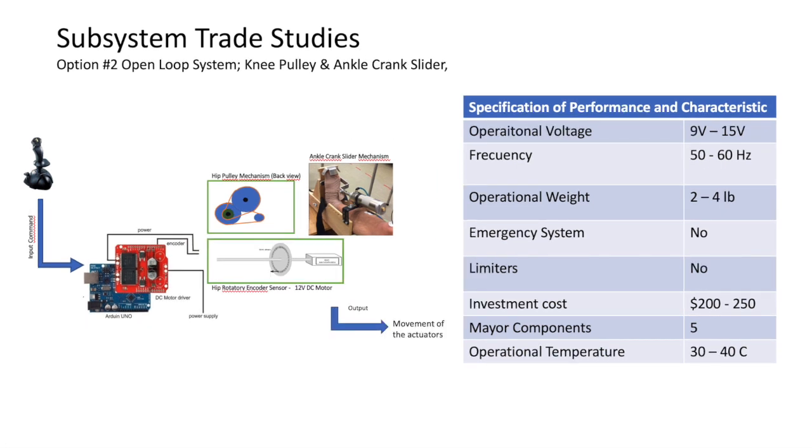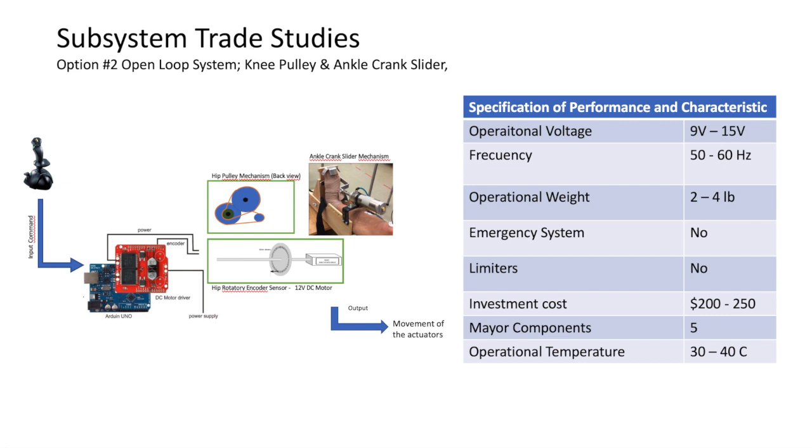Our second concept is an open loop system, knee pulley and ankle crank sliders. This consists of an open loop, so when receiving the input from the joystick, our output will be the same movement of the device, but without producing any feedback to allow us to update the incoming information. This implies that the system will have no sensors and no emergency system.